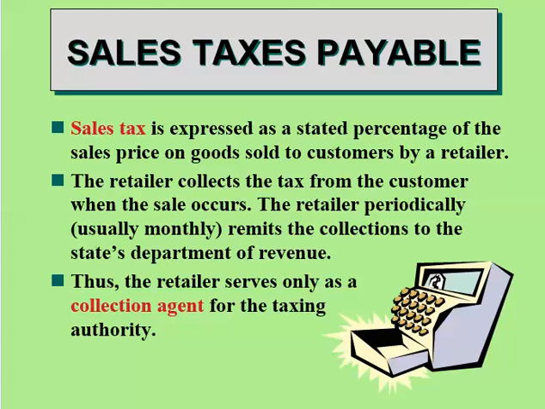Sales taxes payable is another type of current liability. As a retailer, if you're going to sell merchandise and you need to collect sales taxes on behalf of the state, you are going to become a collection agent. So those monies that you collect on behalf of the state are a liability to you until you actually remit them back to the state.